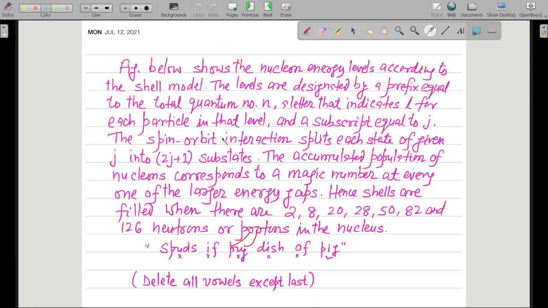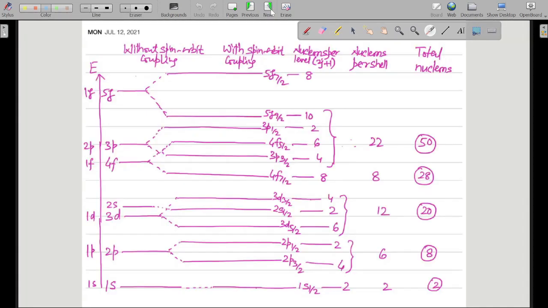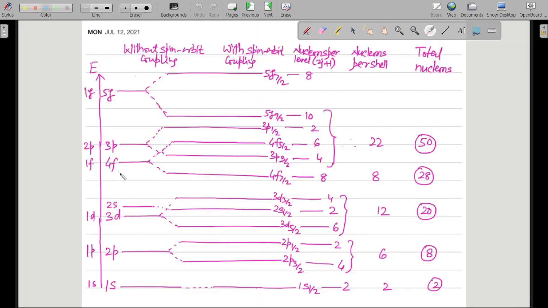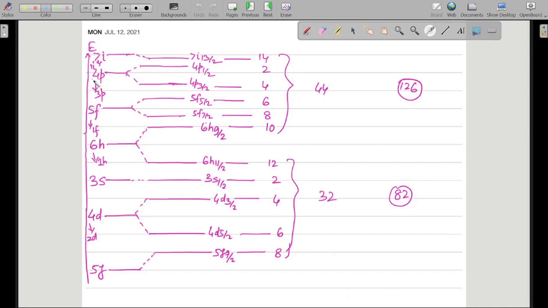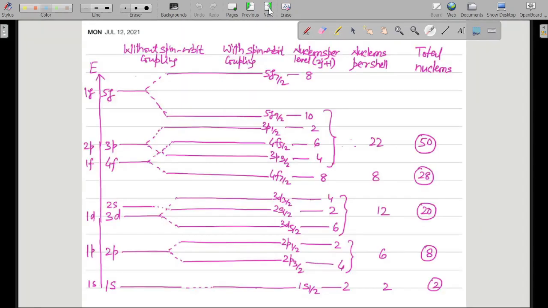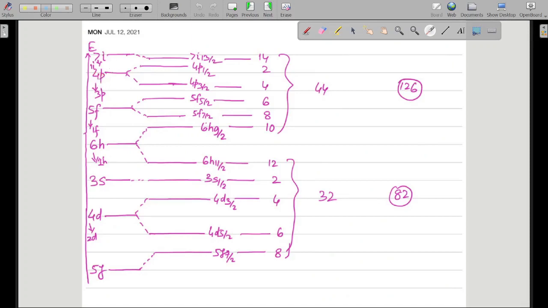Now after F we have P. After F we will have P, but 3P has already been done over here, so it will be 4P instead of 7P. Now after P there is I. After P there is I, but this I will be 7I.